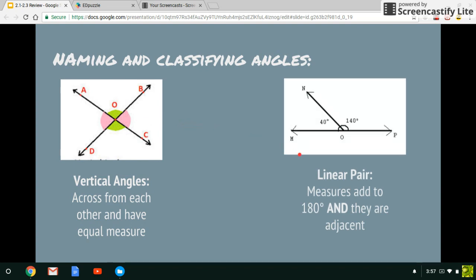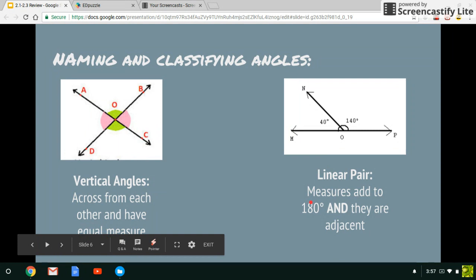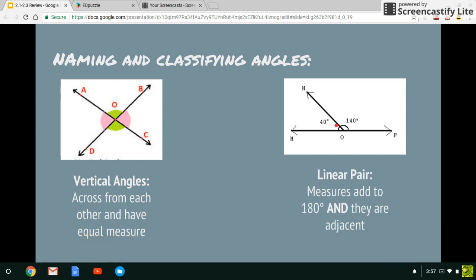Then we also have linear pairs. Linear pairs have measures that add up to 180, and they are also adjacent, so they also share a side. So they have to be supplementary and adjacent. So in this case, angle MON is 40 degrees, and angle NOP is 140 degrees. So those add up to 180. And then they also share this one side here, ON. And so that makes them a linear pair.